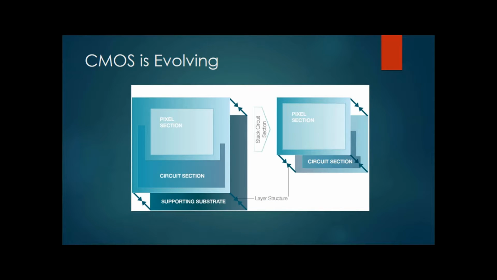Also, I'm pointing out here that with the current technology in CMOS, the old ones would have the pixels here and the circuitry here. Now they have the pixels here and all the circuitry underneath it. So it's actually a smaller chip, which means that they can make more of them on a wafer, which means they're cheaper. So again, CMOS is showing its cost advantages.